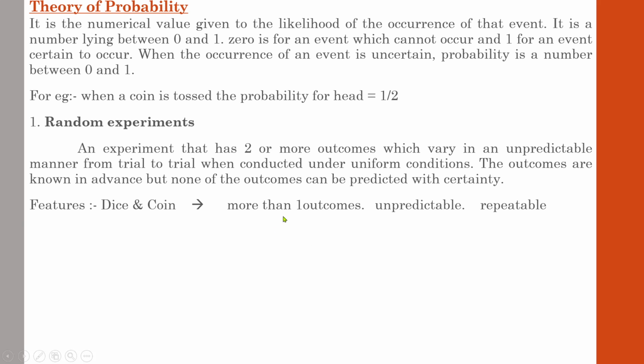Almost all random experiments have more than one outcome, and we know certain specific outcomes, but we are uncertain about which event is going to happen. That is, we can't predict which event is going to happen. That is, random experiments are unpredictable, and finally, they are repeatable.